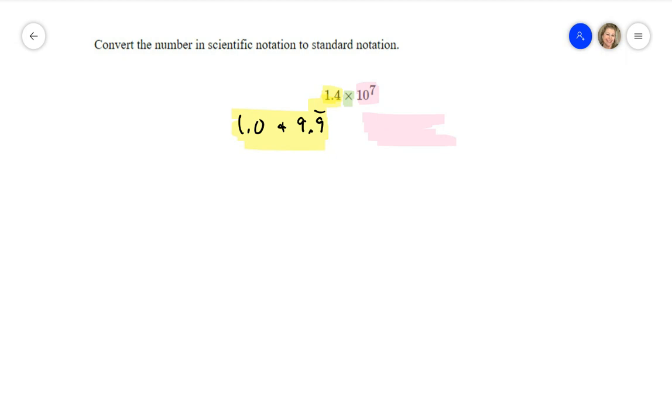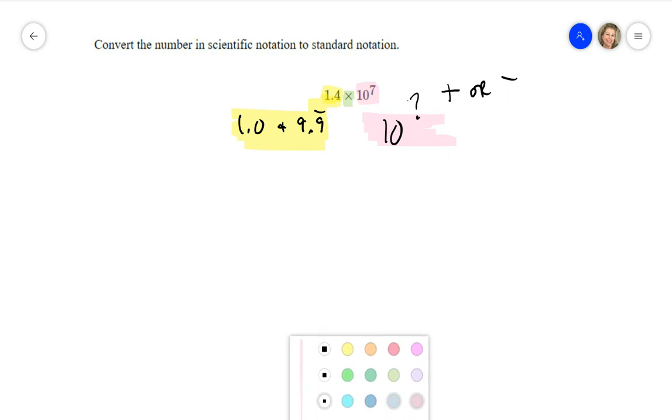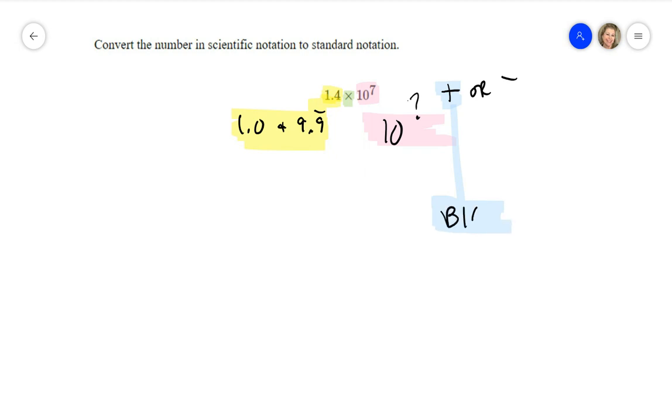So right here, it's going to be 10 to some power, and that power can be either positive or negative. If it is a positive exponent, that's going to mean that you're dealing with a very big number. If the exponent is negative, then that means you're going to be dealing with a very small number. So small, it's like microscopic.